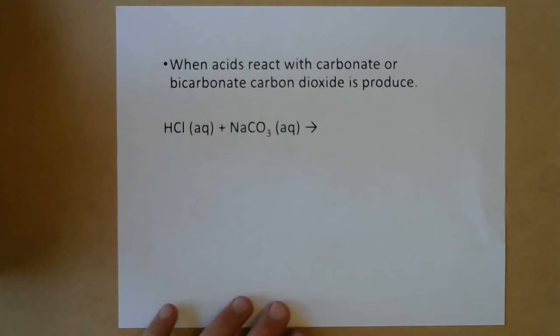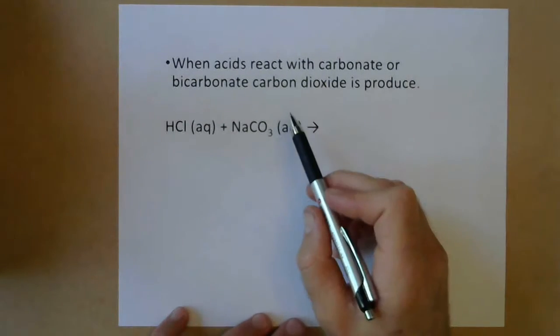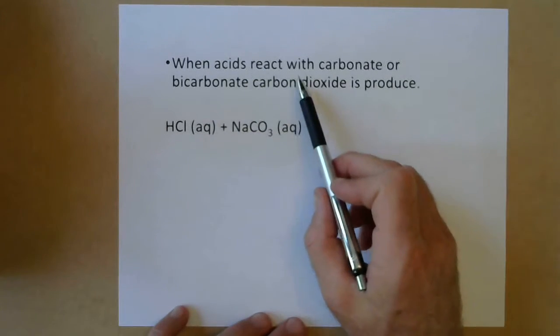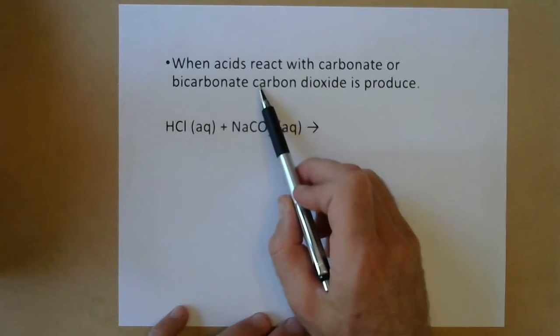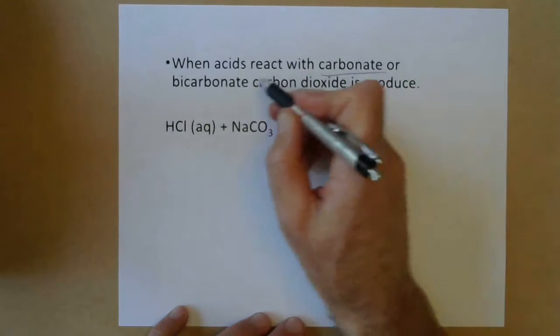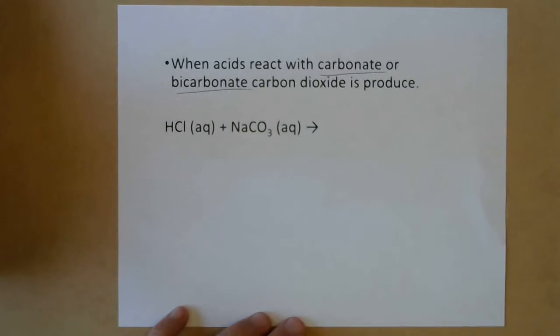This example is slightly different. This one is an acid and a base reaction, so it's still a neutralization reaction, but this one's going to produce carbon dioxide. Okay, so when an acid reacts with carbonate ions or bicarbonate, then the product is going to be carbon dioxide. Carbon dioxide will be produced when the carbonate or the bicarbonate ion reacts. You guys have seen this one before. This would be a reaction like vinegar and baking soda.